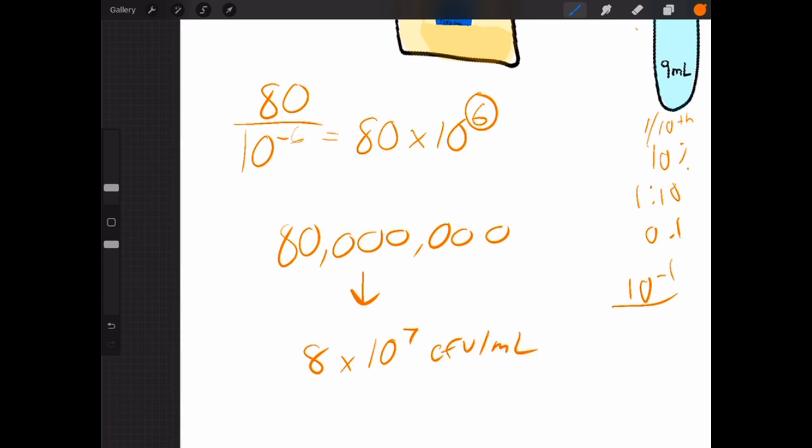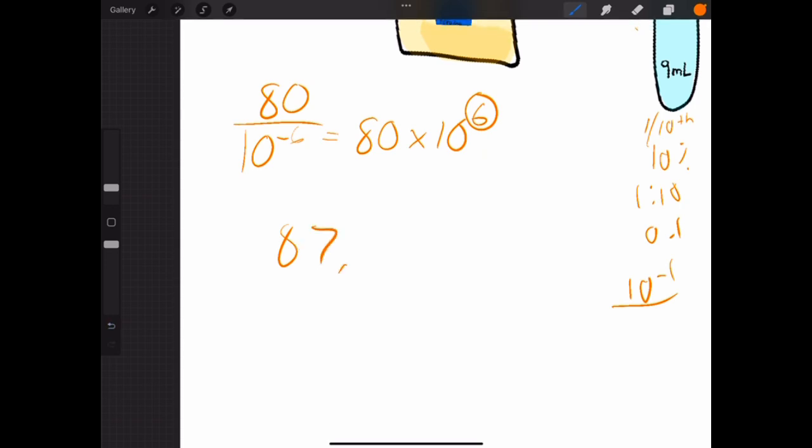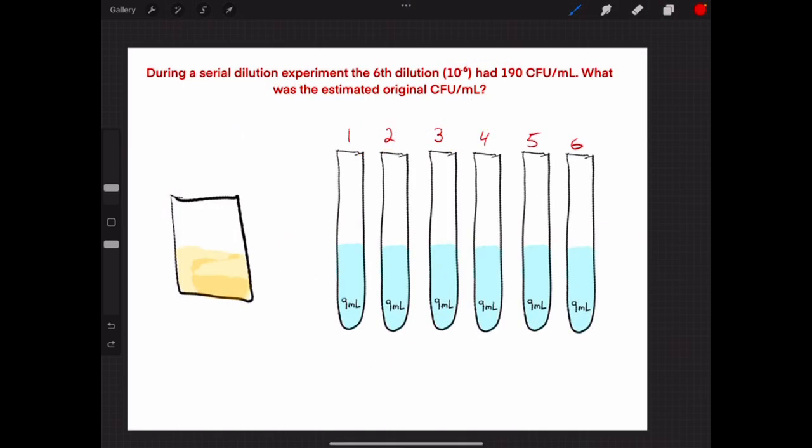The common theme, instead of getting a nice round number with a 0 here, is if it was like 87 instead of 80. And in that case, let's say 87 million was your final answer. Your decimal goes here, and then it would be 8.7 times 10 to the 1, 2, 3, 4, 5, 6, 7. So this is my example from the Kahoot.